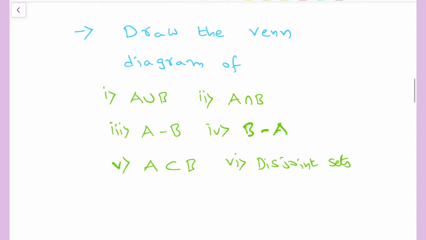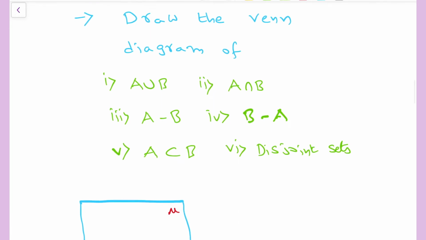Next, draw the Venn diagram of A union B, A intersection B, A minus B, B minus A, subset of B and disjoint set. So let us check how to draw the Venn diagrams of these 6 questions. For any Venn diagram, one rectangular box is compulsory. That rectangular box indicates the universal set. In these questions only two sets, A and B, are there. So 2 circles we need to make, which are touching each other. One circle is for set A and the second circle is for set B.